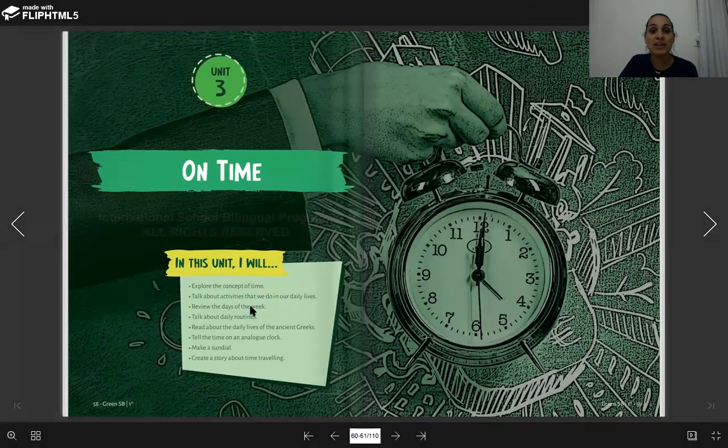We are going to talk about activities that we do in our daily lives, review the days of the week. Okay, we are going to do this. We are going to talk about daily routines. We are going to read about the daily lives of the ancient Greeks, the people in the past in Greece. Tell the time on an analog clock, make a sundial, and create a story about time traveling. See, this unit is very interesting, like the others, right?